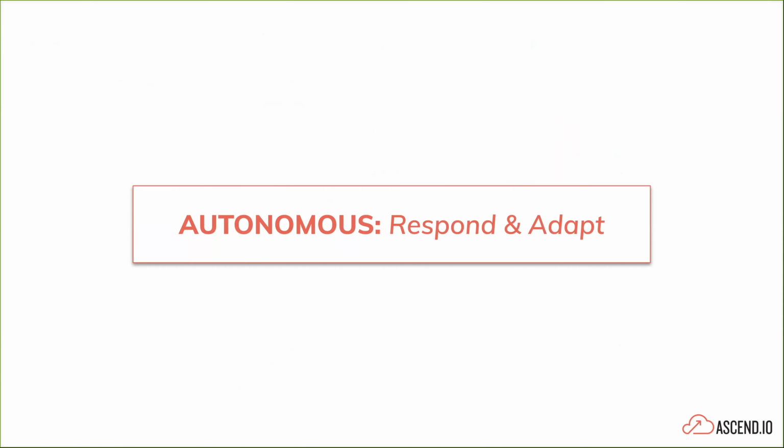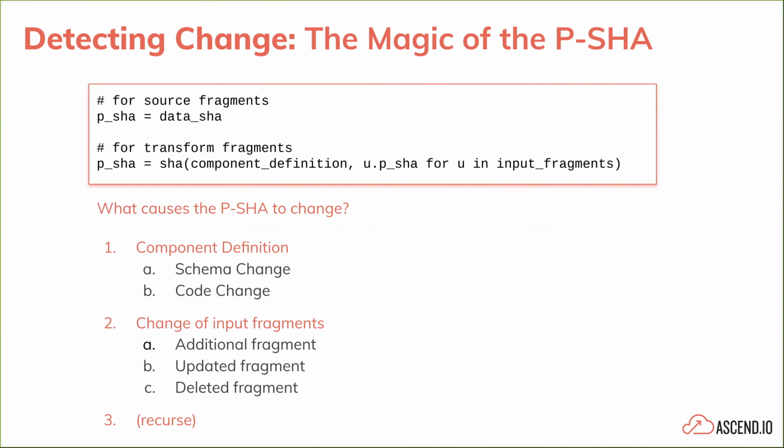And that's really the second part here, where we talked about being autonomous: to respond and adapt to the changes in the system. So we're going to go really deep now, technically, on how the system is able to understand the change that's happening and what needs to happen next.